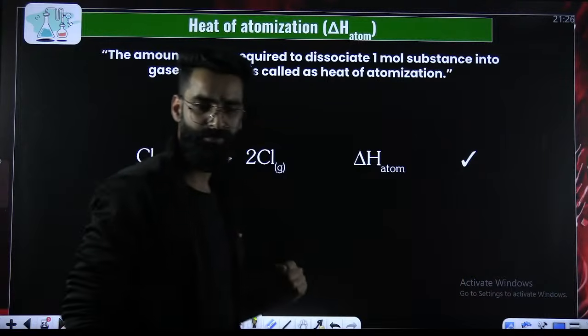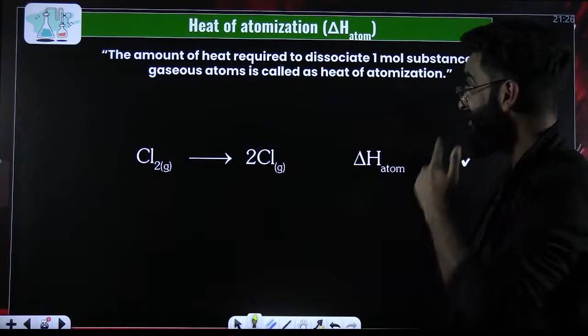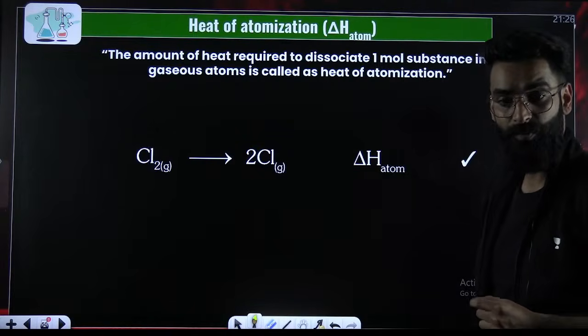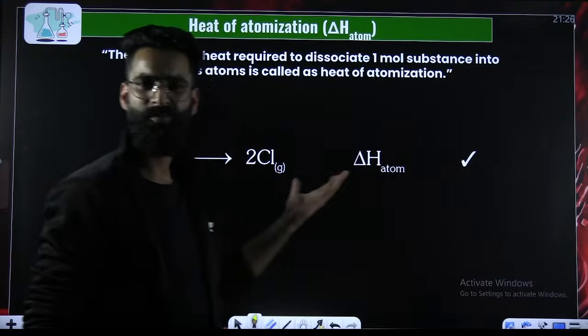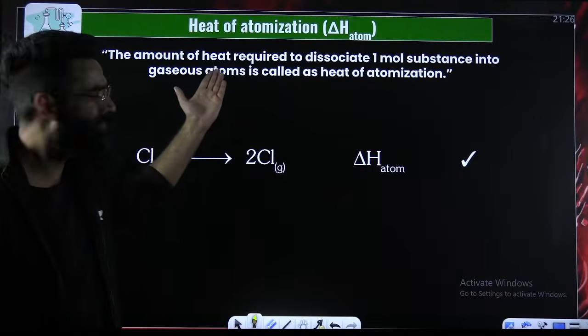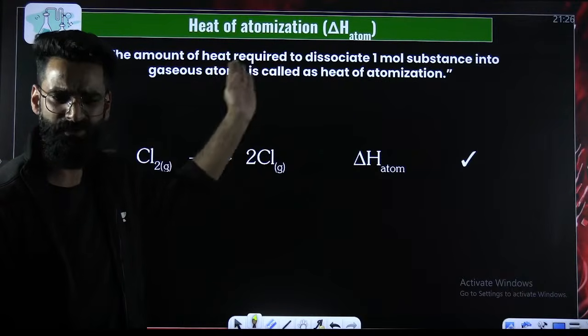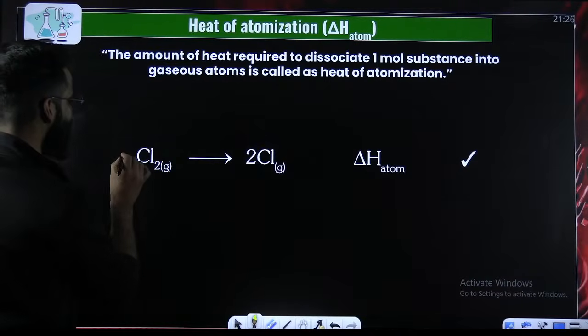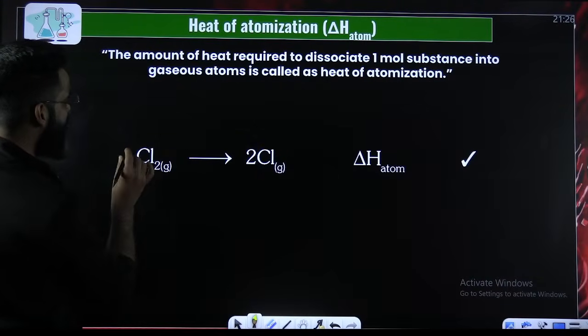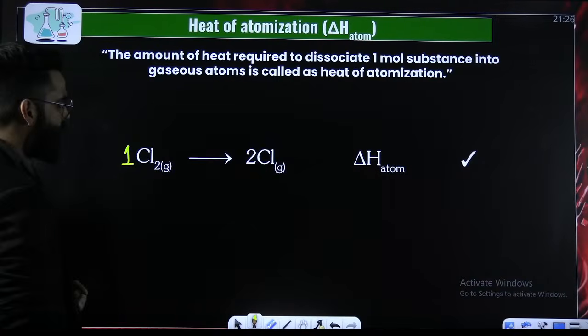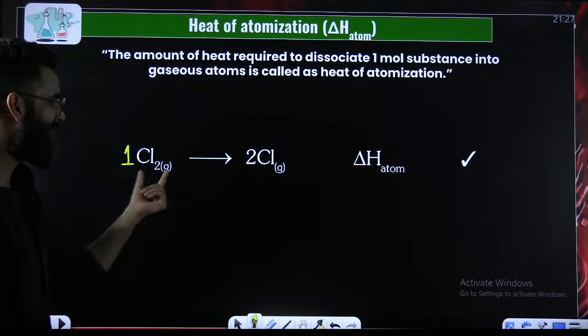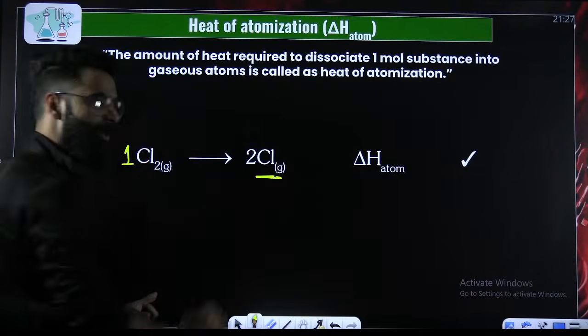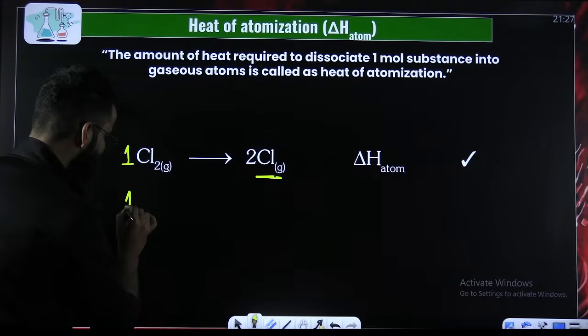One more term which you must be knowing is heat of atomization. What is heat of atomization? The amount of heat which is required to dissociate 1 mole of a gaseous substance into its gaseous atoms. If you look here, I had 1 mole of Cl2.